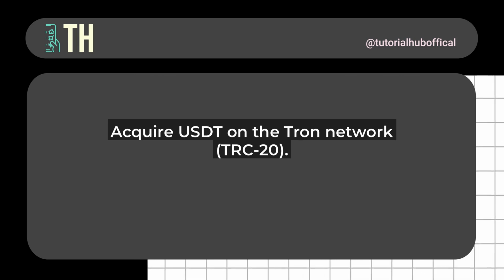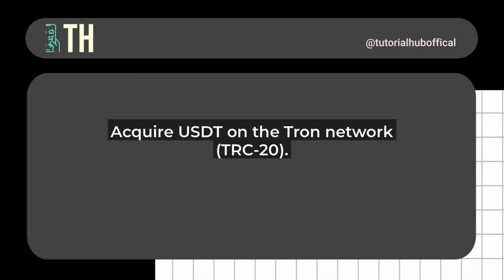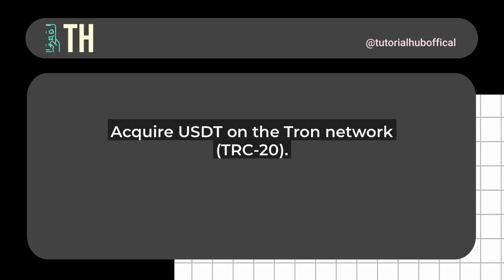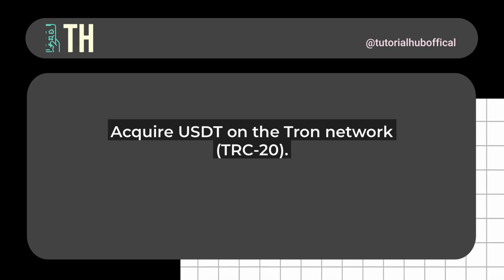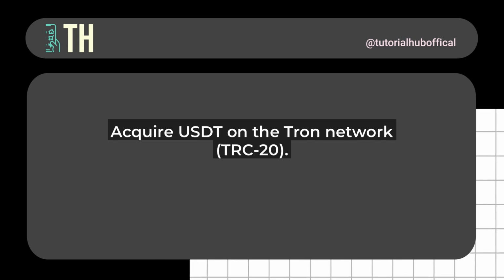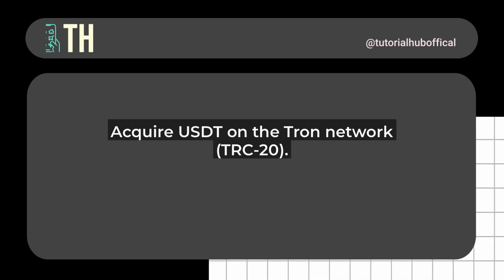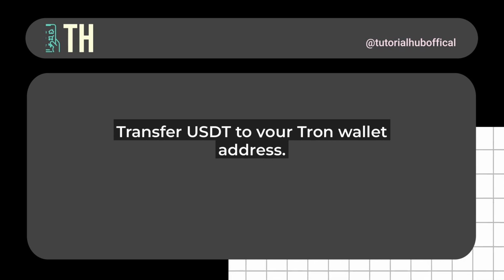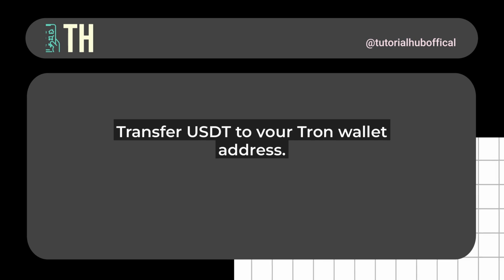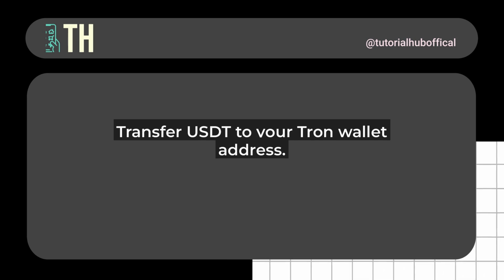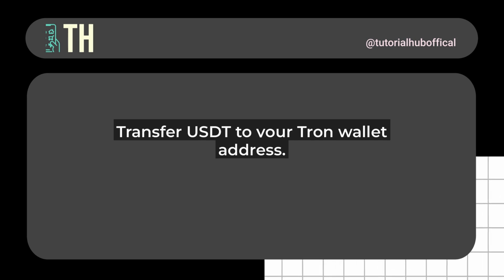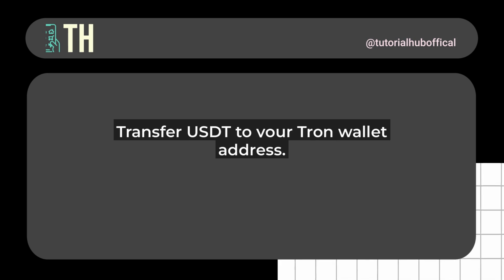Step 1. Acquire USDT. You can buy USDT on popular exchanges like Binance or Coinbase, but ensure it's on the Tron network, TRC20 format, to avoid extra fees. Once you have it, transfer your USDT to your Tron wallet address. Double-check the network. Mistakes here can lead to lost funds.